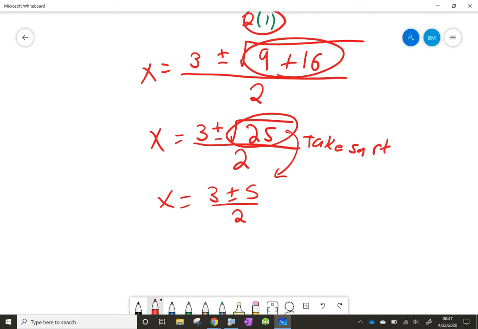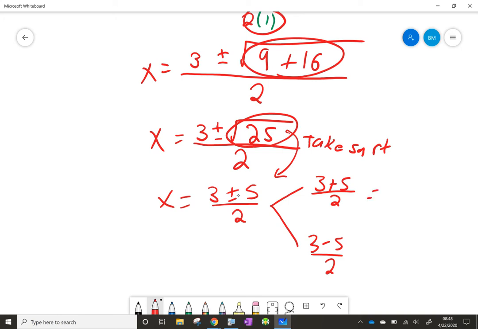So keep that in mind. That's why that radical sign goes away. But now, since the radical sign's gone, we have two equations to solve, one with the plus, one with the minus. So let's do the plus first. So we're going to focus on 3 plus 5 over 2, and then we'll focus on the minus sign, 3 minus 5 over 2. Okay, so let's just work out both of these.